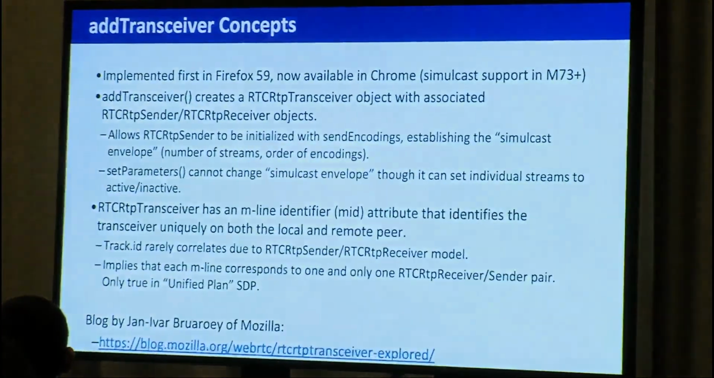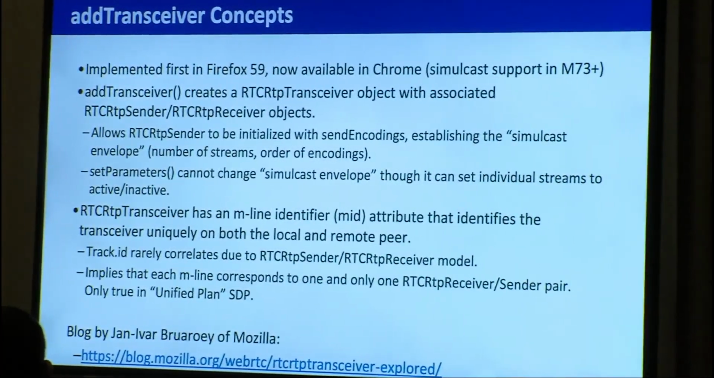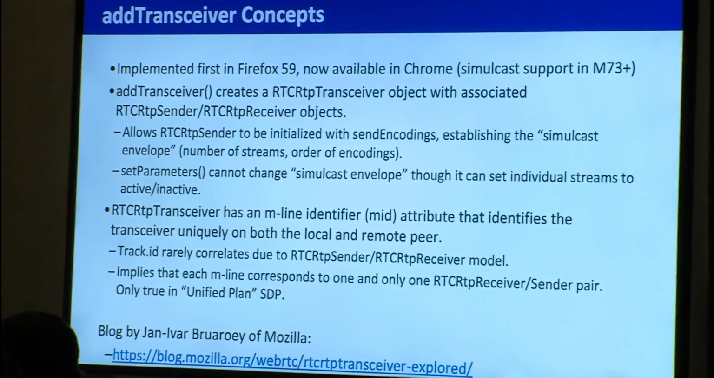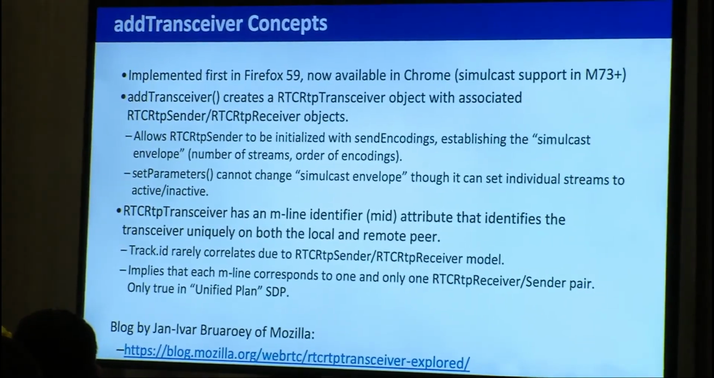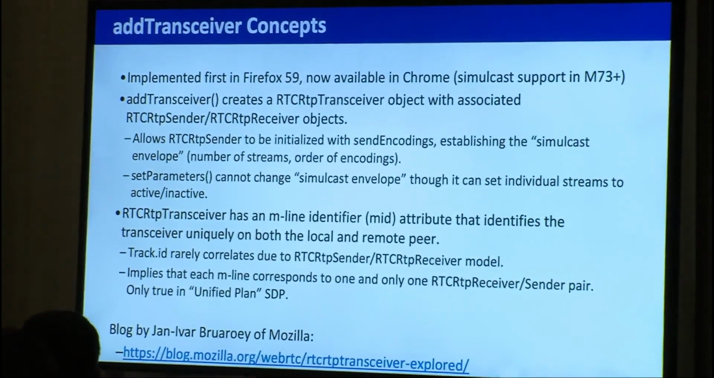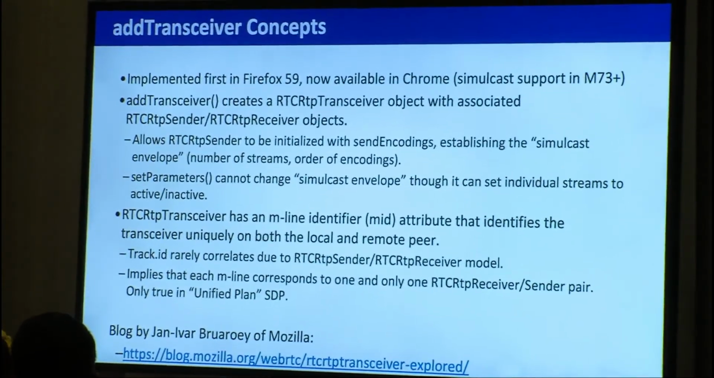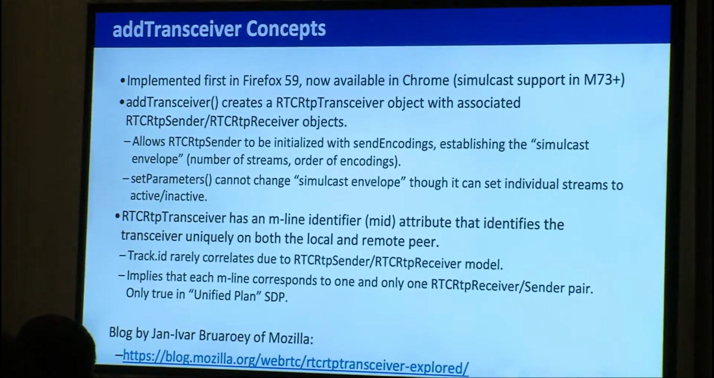It's now available in Chrome since January. I mentioned it's the default, and we've had simulcast support since M73. And as I mentioned, it creates an RTC transceiver object that has both a sender and receiver pointer within it. And as part of this, you can allow the sender to be initialized with send encodings. So that is useful, for example, if you want to start sending simulcast, you can put these multiple encodings in the send encodings and start off that way.